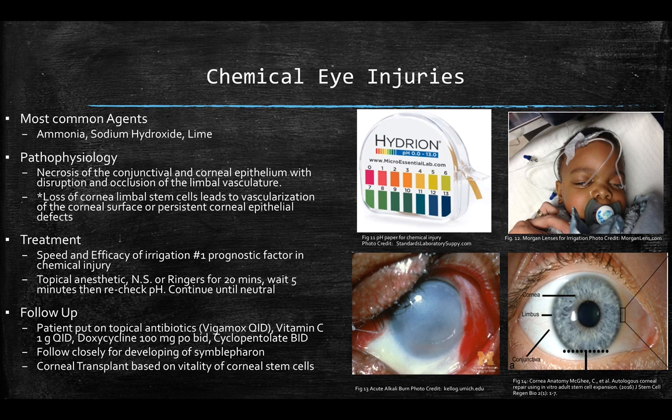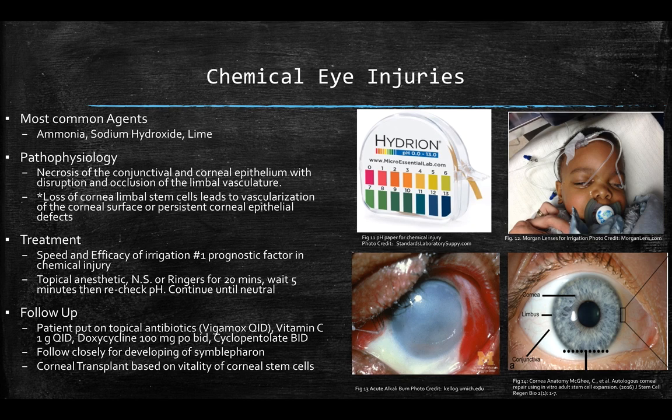So we talked about the irrigation, talked a little bit about the anatomy involved. What are you going to do after the initial workup's done? You're going to want to put the patient on topical antibiotics as prophylaxis for that epithelial deficit. You're going to want to give them systemic vitamin C because that promotes proper wound healing. You'll give them doxycycline, 100 milligrams PO twice a day.